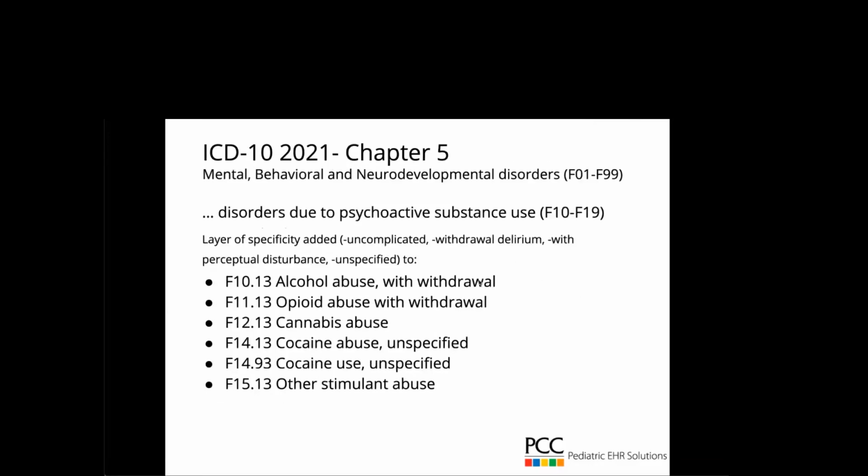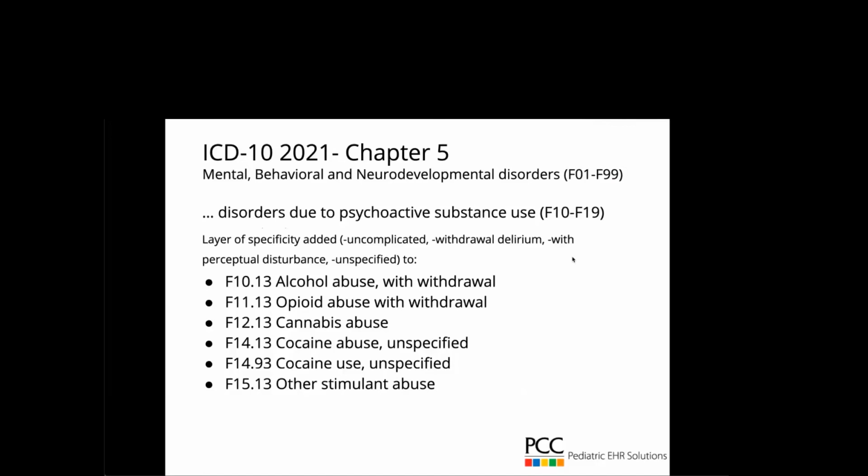Chapter 5, mental, behavioral, and neurodevelopmental. There is a layer of specificity that's been added to the substance abuse codes that are listed on this slide. Specifically, the alcohol and opioid abuse with withdrawal had added to them whether they were complicated, whether withdrawal delirium was included, and whether perceptual disturbance was a factor. And then, of course, there's always the good old standby unspecified.